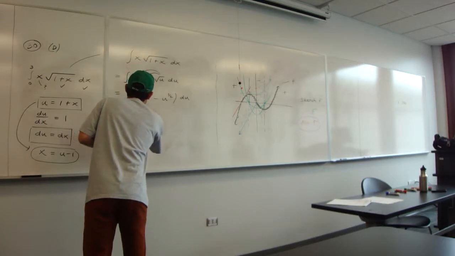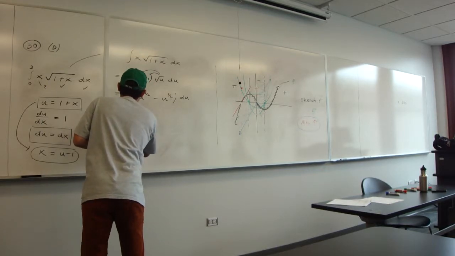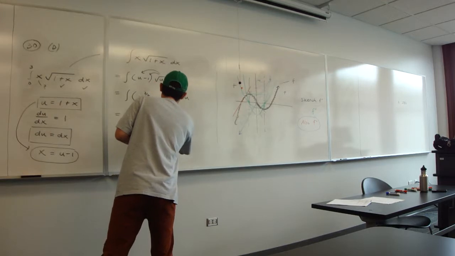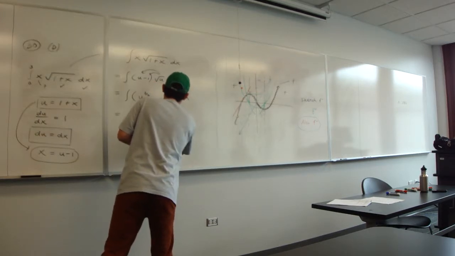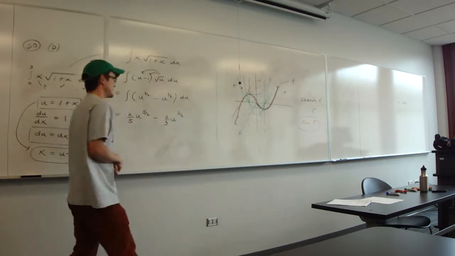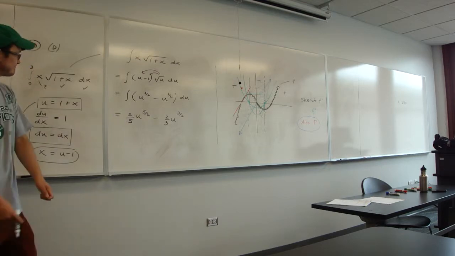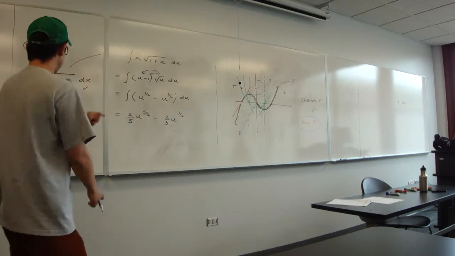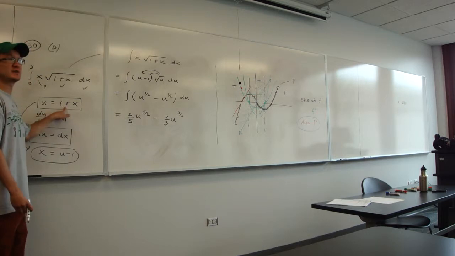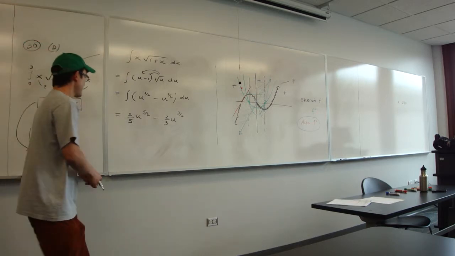U to the 5 halves. I'll write 2/5 like that. Now you can write plus c if you want to, but you don't have to because this is a definite integral. Okay, so now this is the place where you want to put 1 plus x back in place of u.